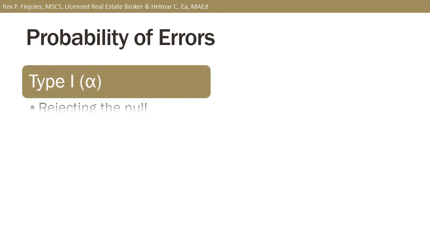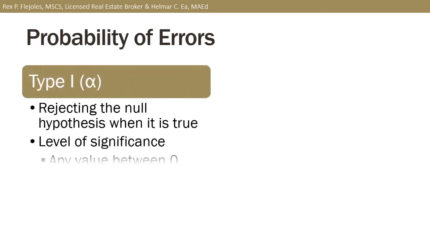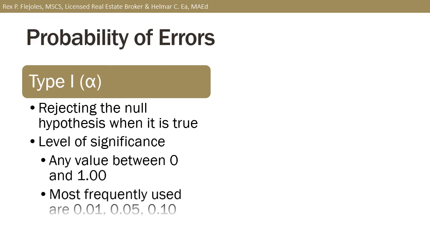For the second step, the following are relevant terms. Decision is subjected to the probability of two possible errors, denoted by alpha and beta. The type 1 error is denoted by alpha. It refers to rejecting the null hypothesis when it is true. It is the level of significance, also referred to as the level of risk.